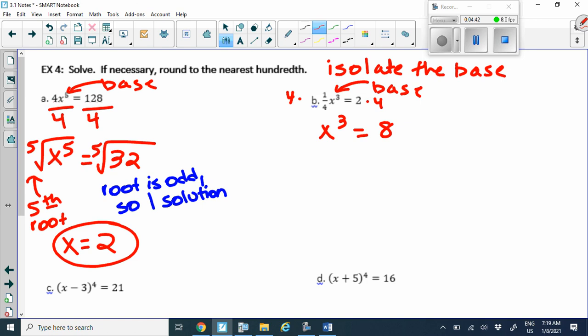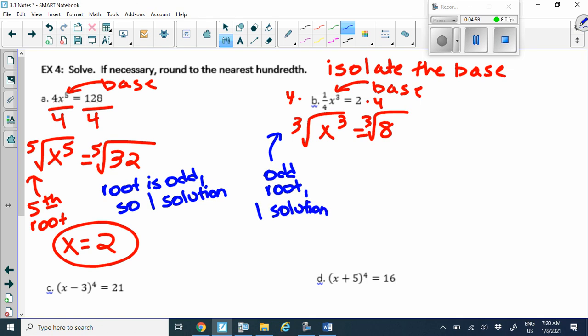Now, to undo the cube, we cube root, okay? Now, let's talk about this. Is our root odd or even here? It is an odd root, so how many solutions are we going to get? That means one solution, okay? So always ask yourself, what is the root? Is it even or odd? Okay, so you can plug this into your calculator.